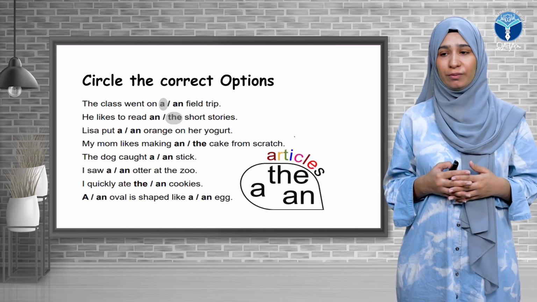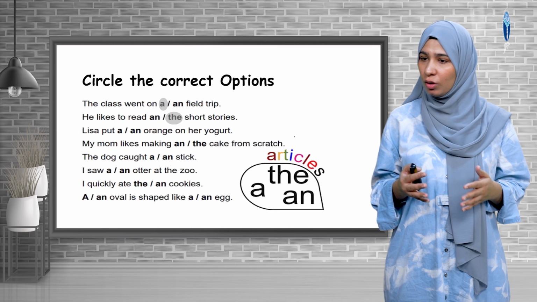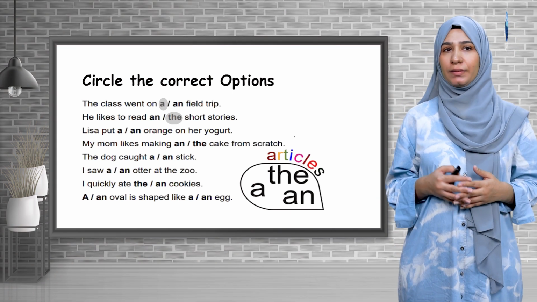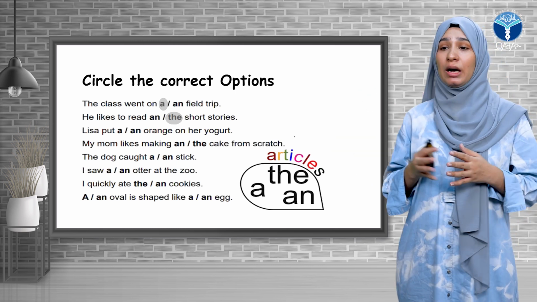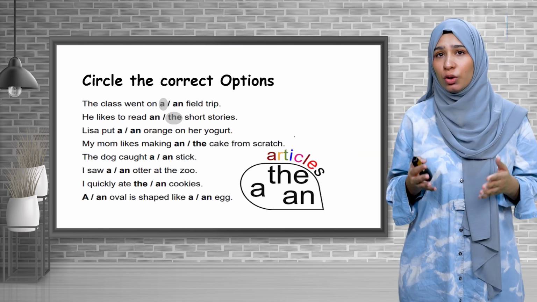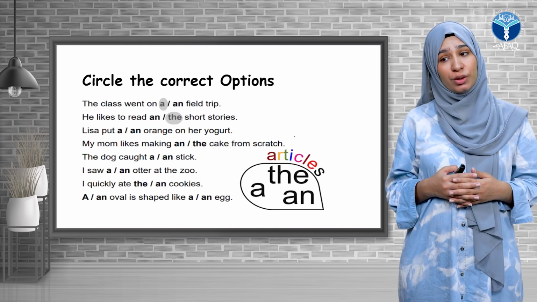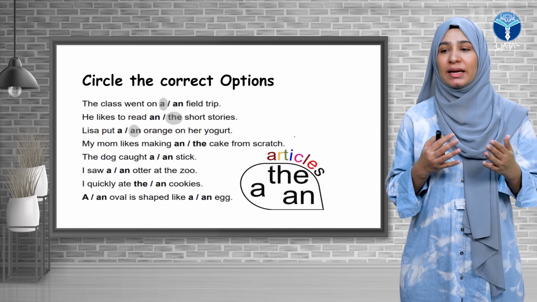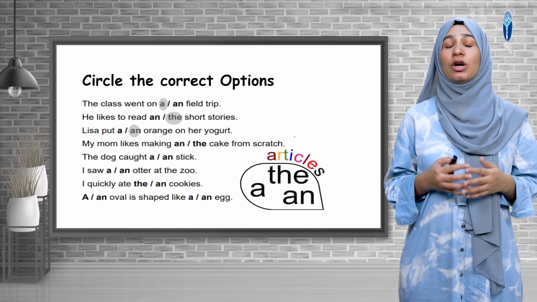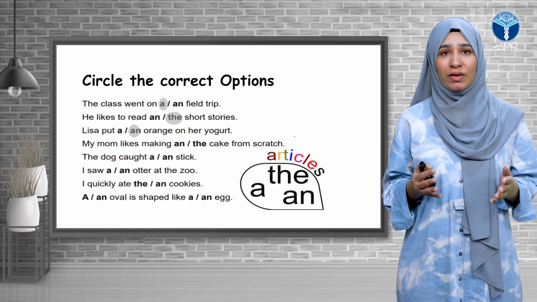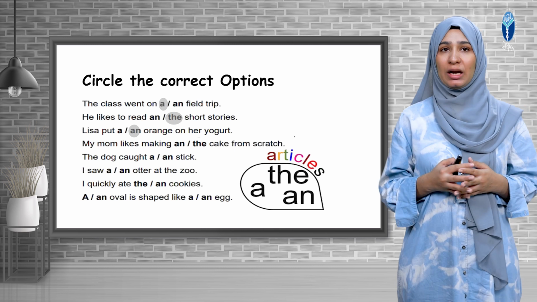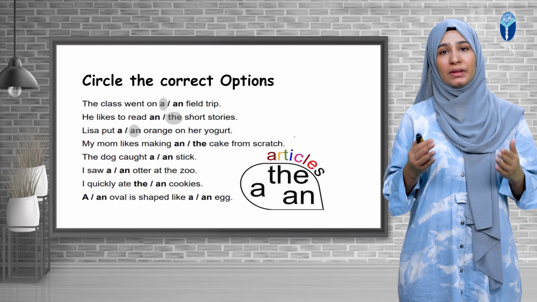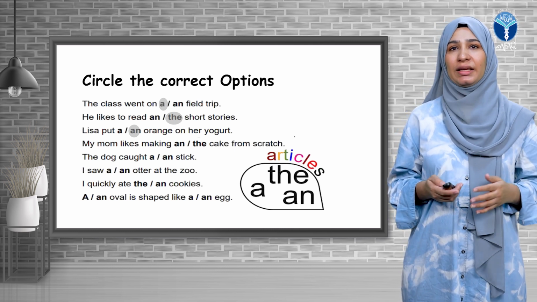Now we are going to do one more example and the rest you could do at your home by pausing this video. We have given a solution for you for this activity. Next is, Lisa put a or an orange on her yogurt. Which article we are going to use, a or an? Yes, well done children, we will use an here because the word is orange and it is starting with a vowel sound, that is O. Well done children, now we have used all three articles, a, an and the. Now you can easily solve this.